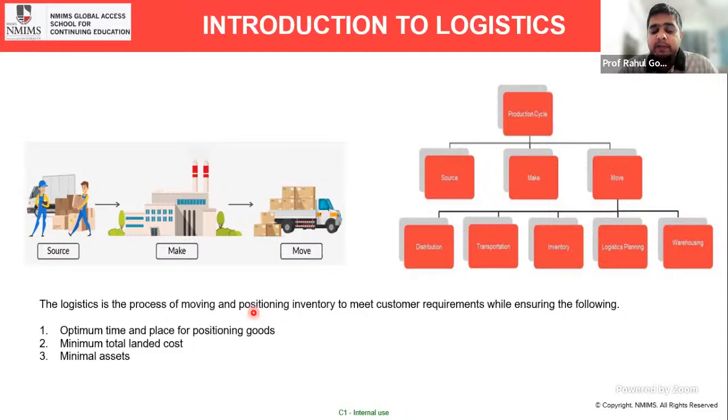So first, there has to be a target of minimizing the total landed cost, right? The cost at which we are servicing the consumer or customer has to be minimized, because it will directly impact your profitability. You have to do that with the help of minimal assets. If you require a large number of fleets or warehouses or secondary logistics and all of that, it again will add to your total landed cost in servicing a consumer.